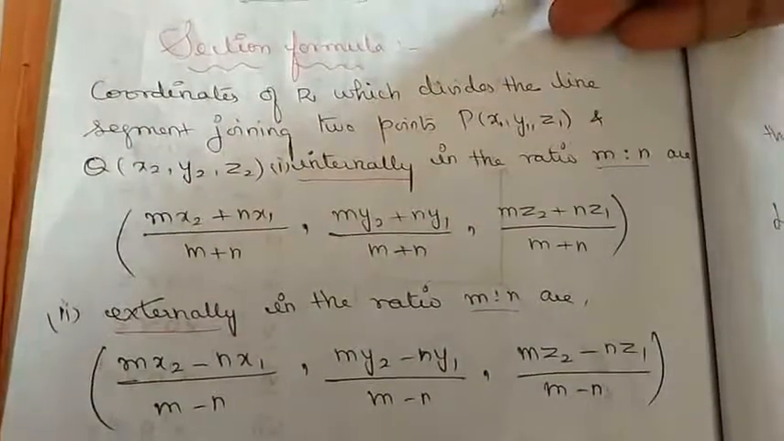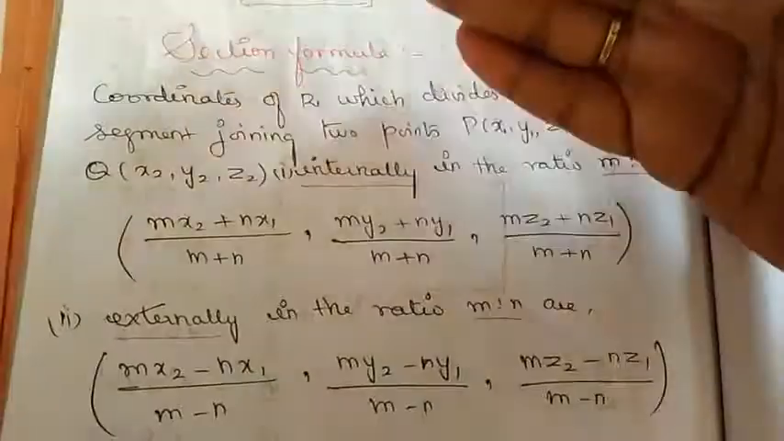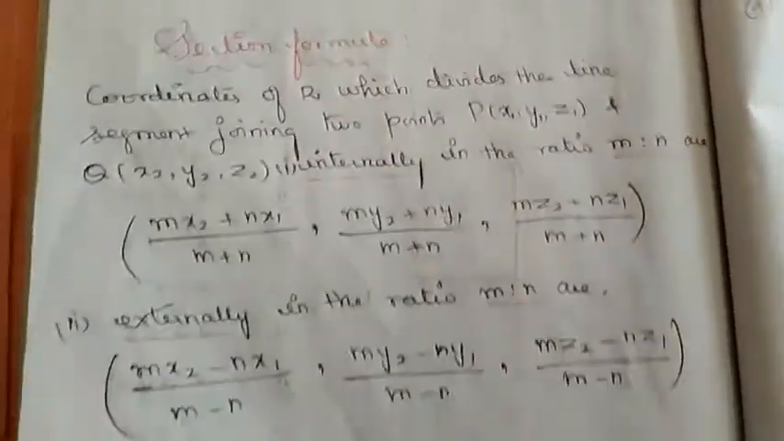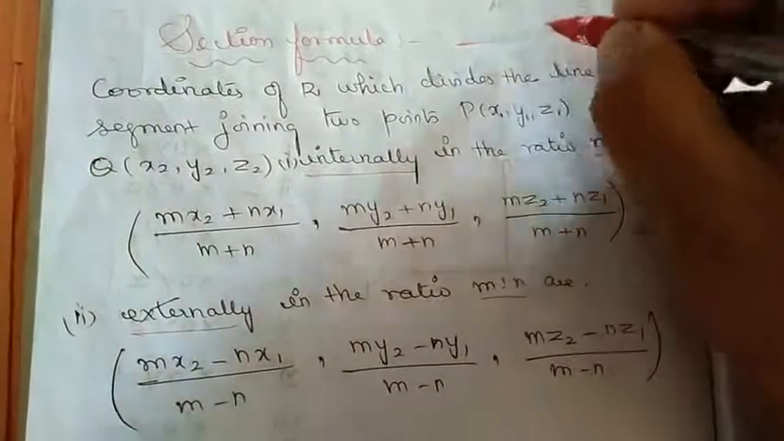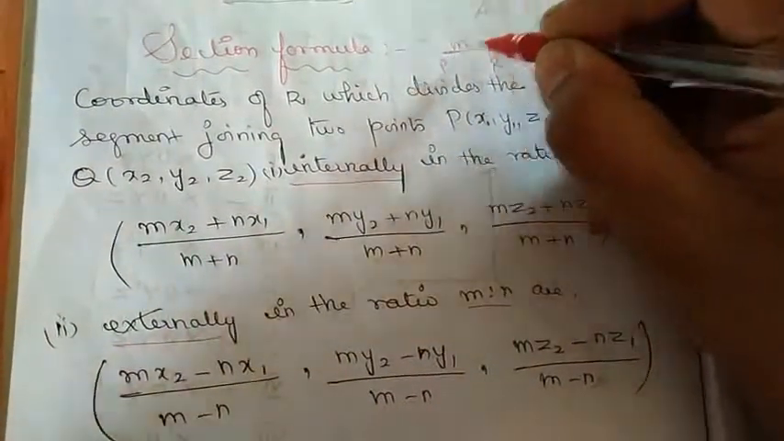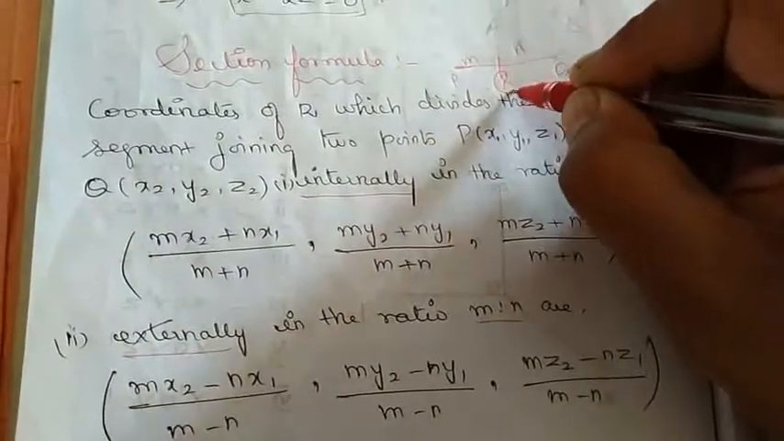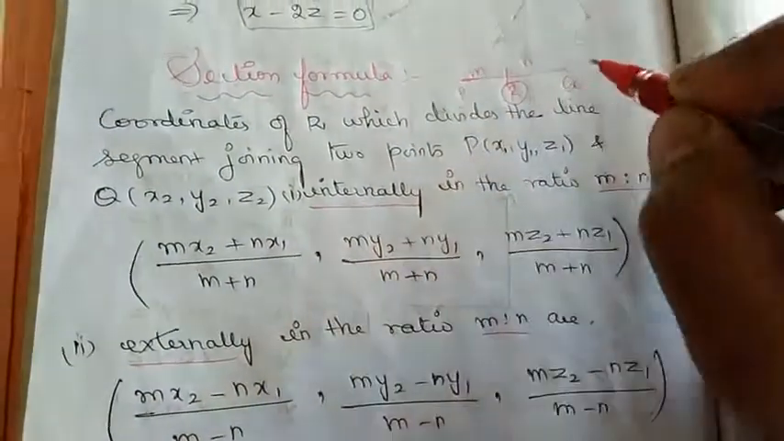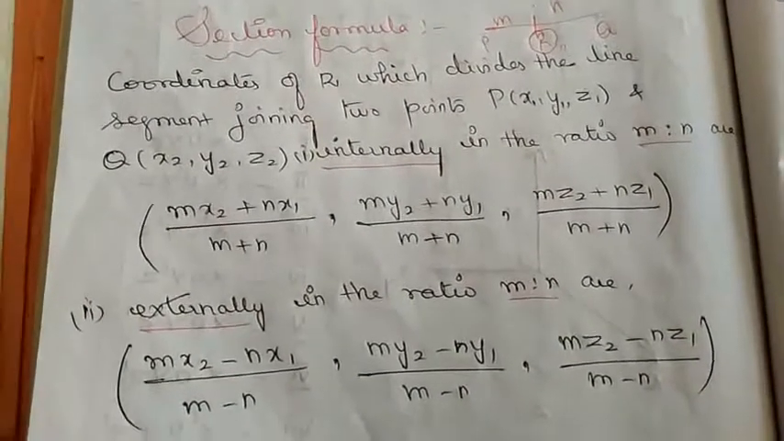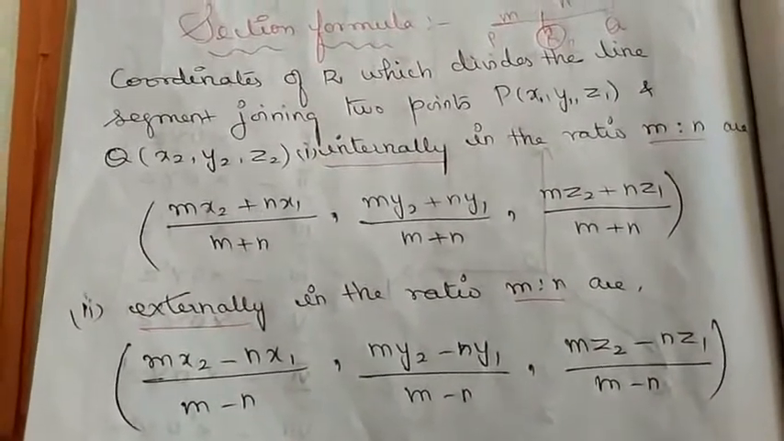This is what the section formula is. What is meant by section formula? If a point divides the line segment in the ratio m is to n, then how to find the coordinates of this point? Using this formula, right? Let us see a few examples now.